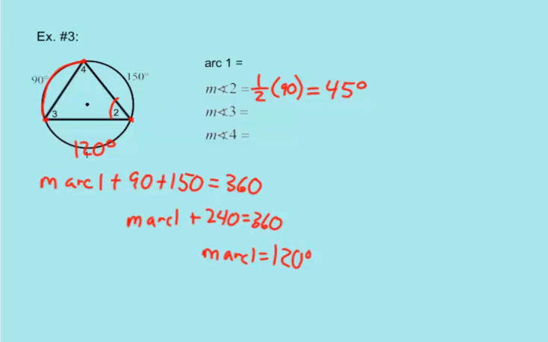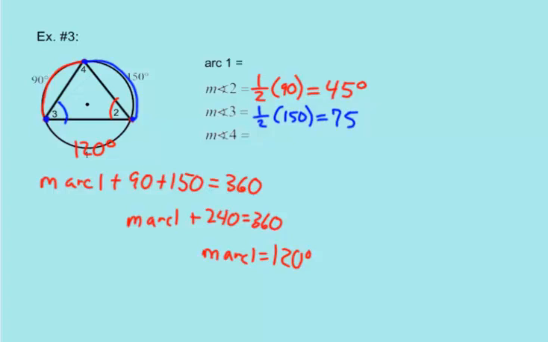Next up on our list, we have angle 3. Again, where is the vertex of angle 3? On the circle. So follow it out to where it intercepts. And it intercepts this arc here of 150. So the measure of angle 3 is going to be 1/2 of 150 degrees, which is 75.